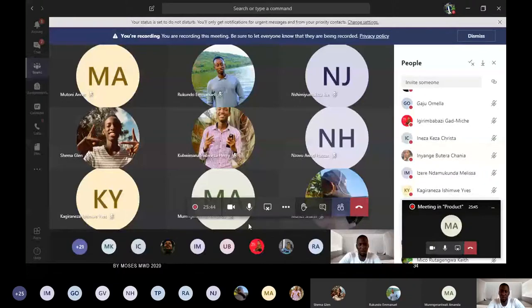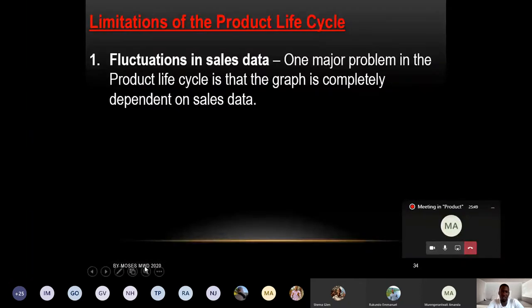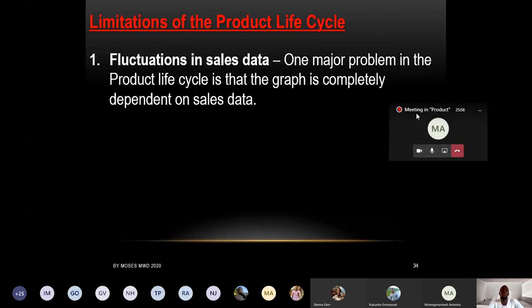Yeah, all right. We are going to look at the limitations of product life cycle, and that's what should be on your screen. Limitations of product life cycle.